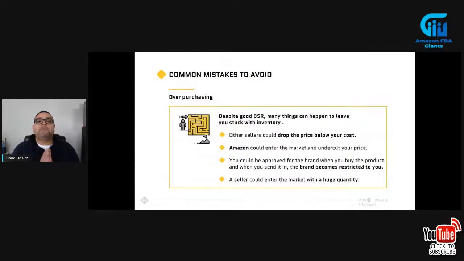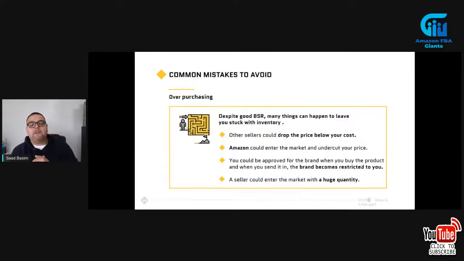Now, despite a good BSR, many things can happen to leave you stuck with inventory. So these are the mistakes we need to really make sure we understand. Other sellers could drop the price below your cost. And that happens especially if people panic. A lot of sellers panic. If they buy things and they see a lot of sellers come in, the price is going lower and lower, they get panicked. They just want to sell it. Even if they lose 10, 20% of their money, they don't care. And you get stuck like, oh my God, what am I going to do?